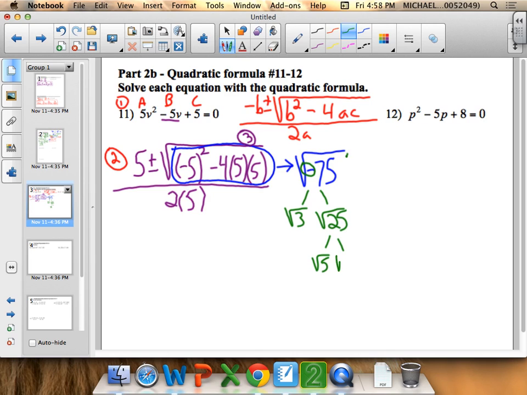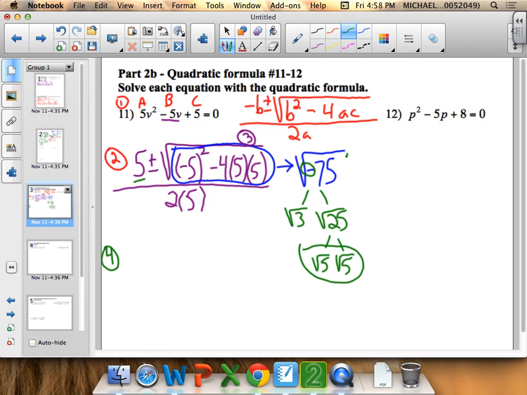3 can't be broken down anymore, but 25 can, into 5 and 5. 5s are done as well, but anytime I see a pair, I know that they come out as the number itself. So radical times radical, they cancel each other out. I'm just left with 5. So I'm going to rewrite the entire thing. This is step 4.